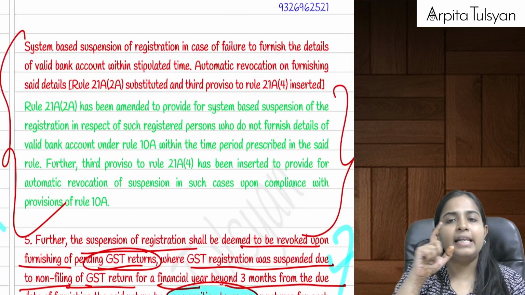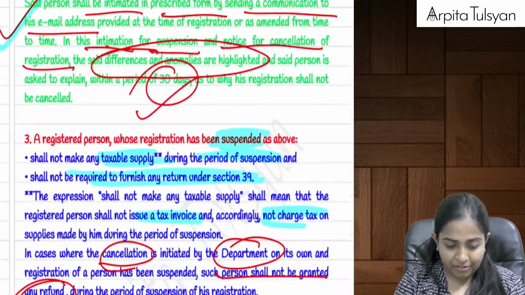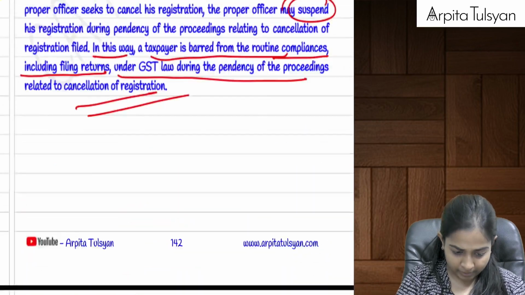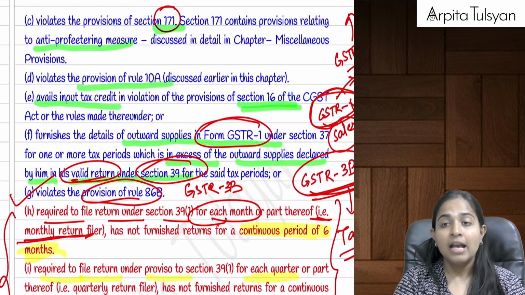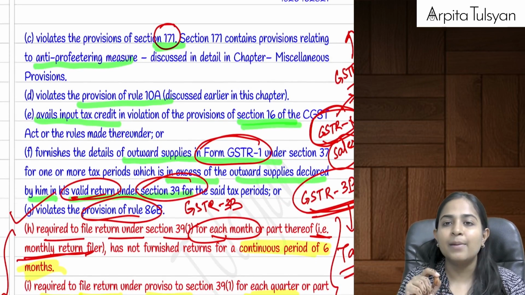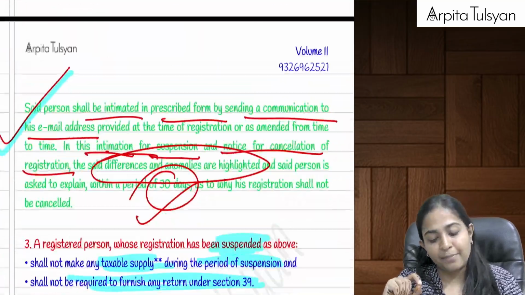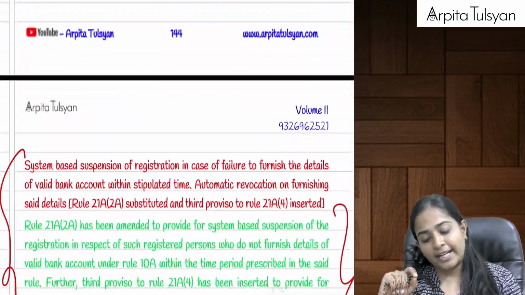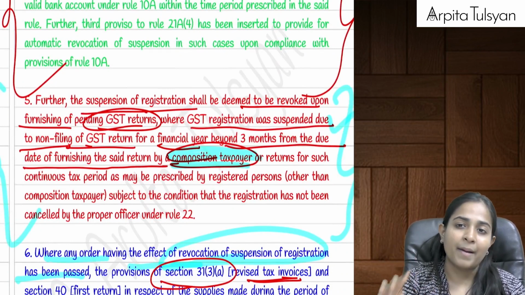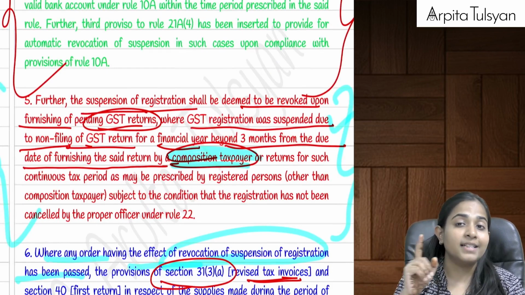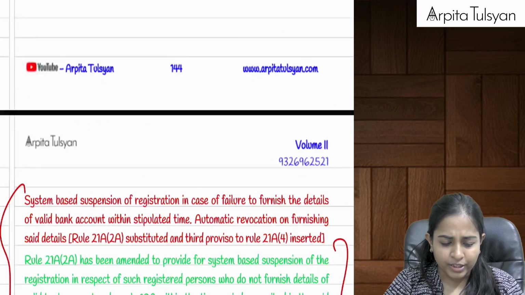Yes, one relief that has been provided. Just now we studied that if we did not furnish the bank account details under rule number 10A, that was also one of the pointers. Can you see the D point written on the board? Yes, even that was one of the pointers in which my registration can be cancelled by the department. But now they are telling that, okay, we will condone the delay. Suppose later on you go and submit the bank details, then by that time, if your registration is not yet cancelled, then your suspension will be revoked and you can continue with your registration.